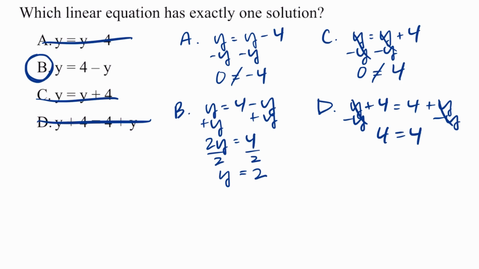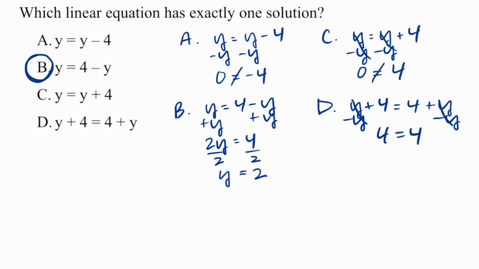But this method can be a bit time-consuming. So let's go through the answer choices in a way that just makes sense. A is basically saying that for whatever number, a number will equal that same number minus a value, which doesn't make sense. And C is also saying the same thing. It's saying that a number is equal to that same number plus a certain value. It just doesn't make sense.